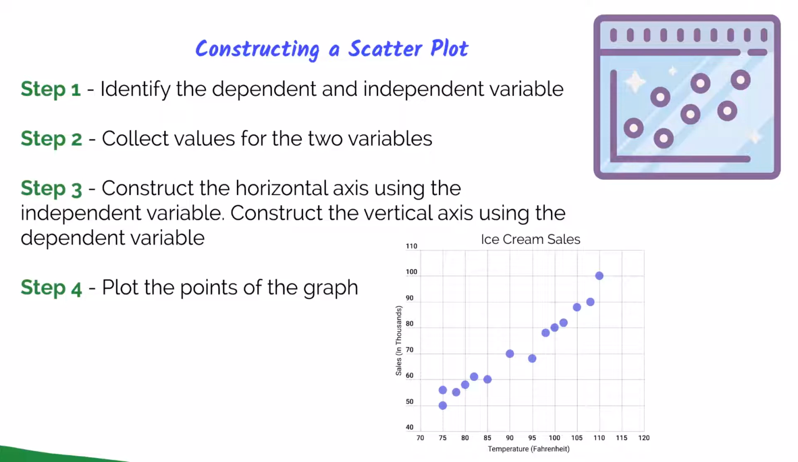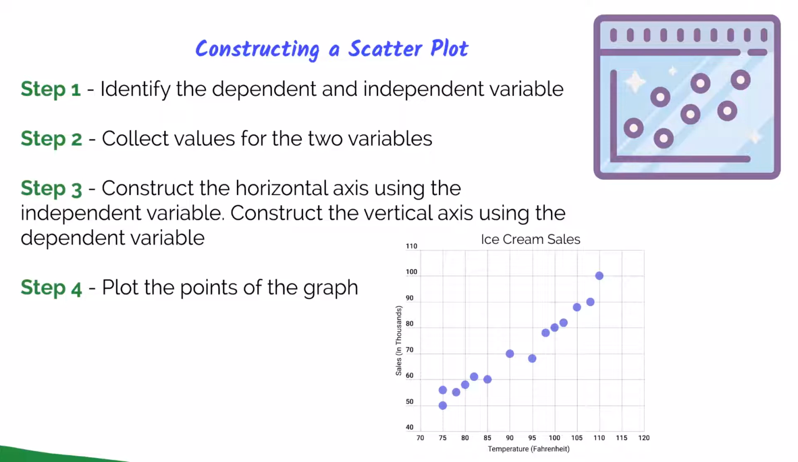So let's review another example scatter plot. In this plot, we're showing the relationship between temperature and ice cream sales. We believe that ice cream sales are impacted by, or are dependent on, the temperature. In step 3, we want to make sure that our scales and our axes make sense. You can see that we have temperature in Fahrenheit on our x-axis. This is our independent variable. Then on our y-axis, we have ice cream sales in thousands.